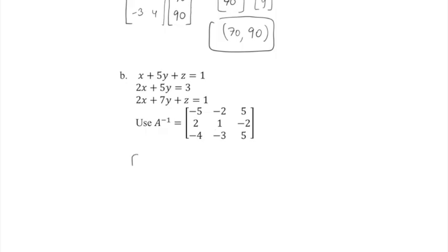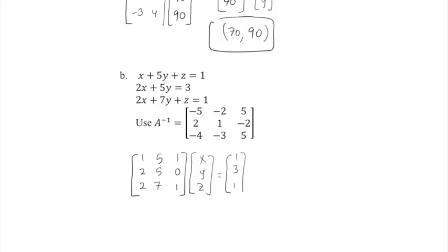So we still have our matrix equation. We have a matrix containing the variables, and then a matrix containing the constant values after the equal sign. So this matrix is multiplying x, y, and z. So we need to solve for x, y, and z, which means this matrix needs to be isolated. It's being multiplied by this matrix.